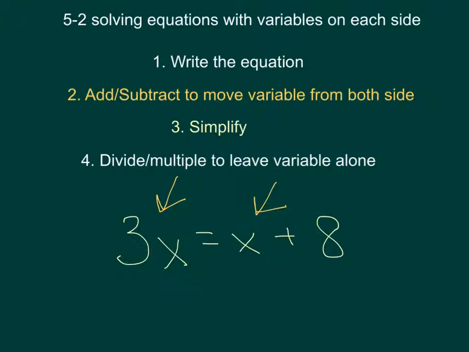So the variable on the left is being multiplied by something. You want to leave that one alone, whereas the variable on the right is adding, so you want to subtract it. Then you want to simplify, so you want to get it where both variables are on each side. And then you want to divide or multiply to leave the variable by itself. We will try a few examples next.